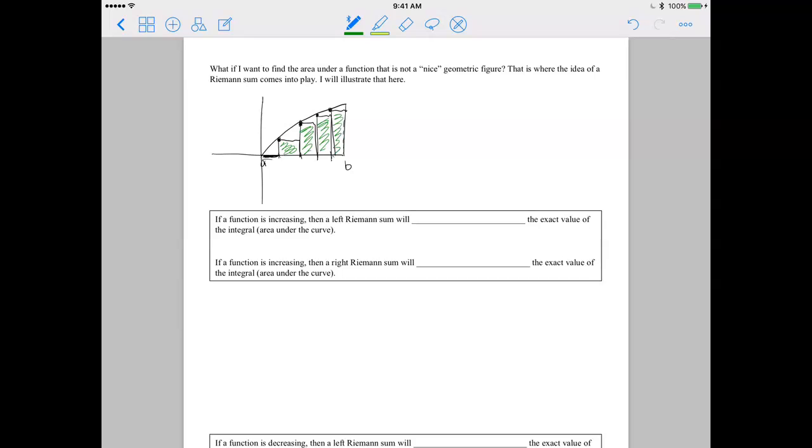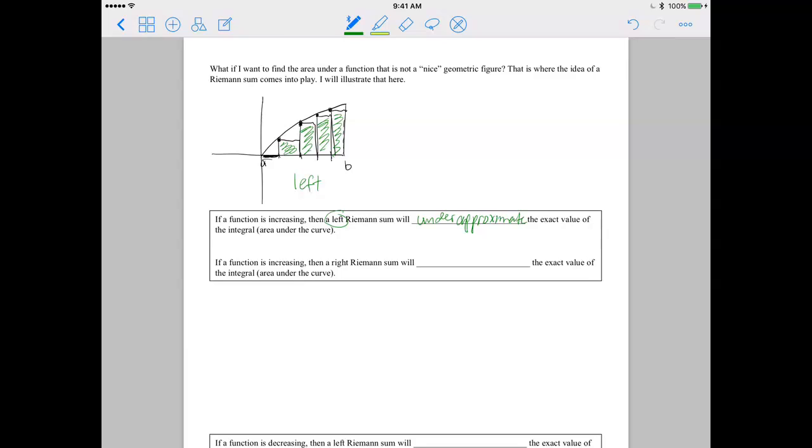Okay, so what I have here is these areas of the rectangle that help me approximate the area underneath the curve. Now, what you should hopefully notice is that by using the left endpoint, we didn't capture all of the area. And so that leads us to filling in the first blank here. If a function is increasing, then a left Riemann sum is going to under-approximate the area under the curve, or the definite integral.